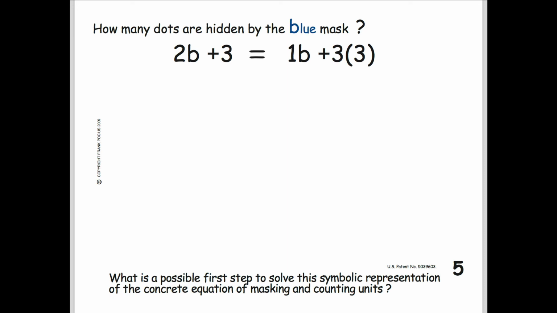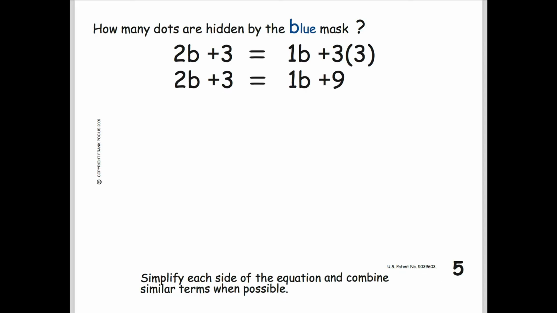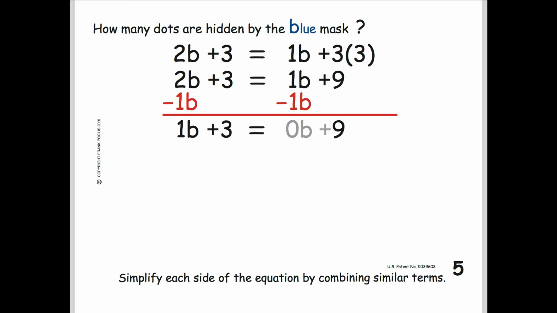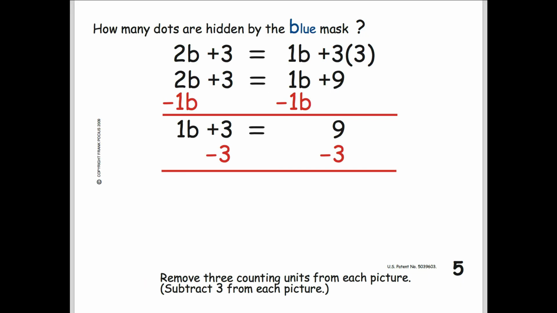What is a possible first step to solve this symbolic representation of the concrete equation of masking and counting units? Simplify each side of the equation and combine similar terms when possible. Remove one masking unit from each picture. Subtract 1B from each picture. Simplify each side of the equation by combining similar terms.